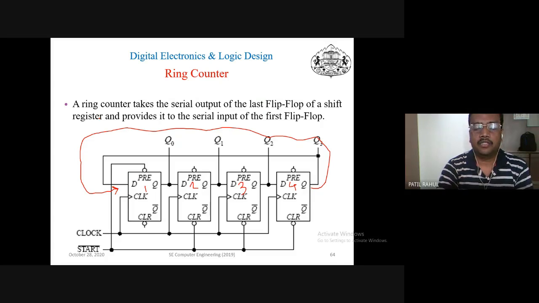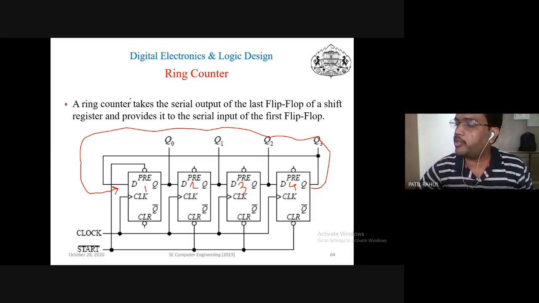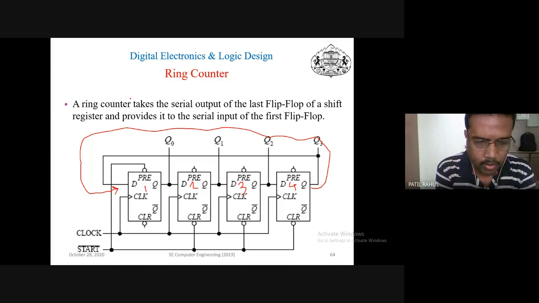Okay. So first we see what is the inputs of this. What is the output of this D flip flop? Because here you connect the preset and clear inputs, and these two inputs are nothing but the overriding inputs.